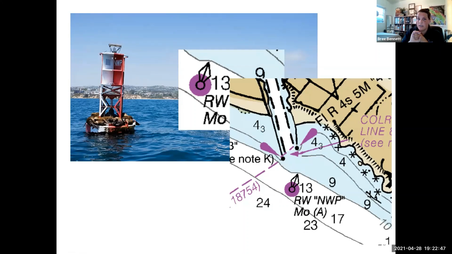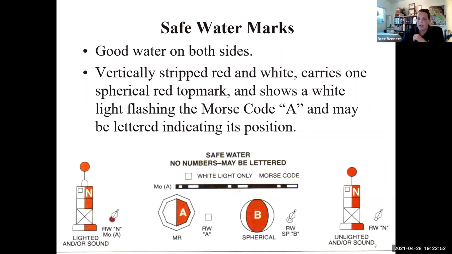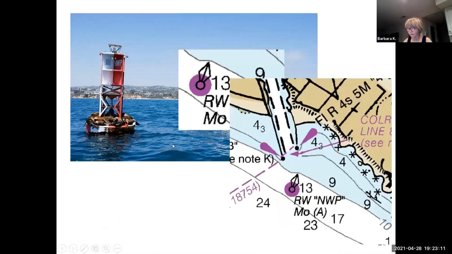Okay, the top. So our light is always going to be white, and it's Morse code A. It's flashing, it's giving you a light characteristic of Morse code A. Got it. Okay, thanks.